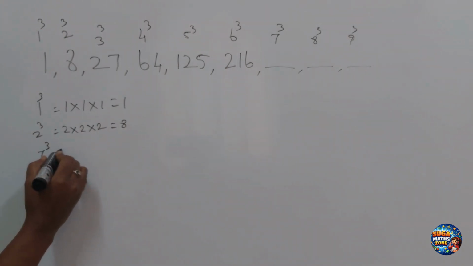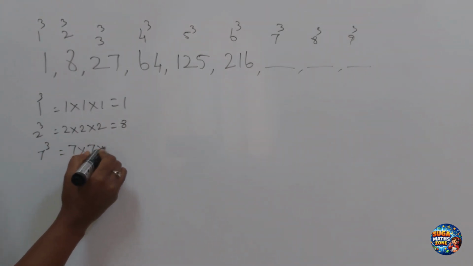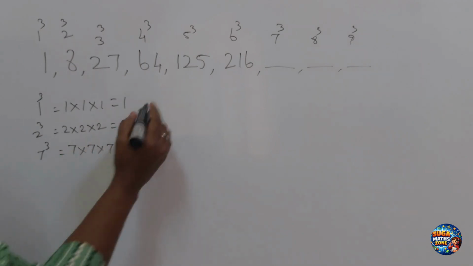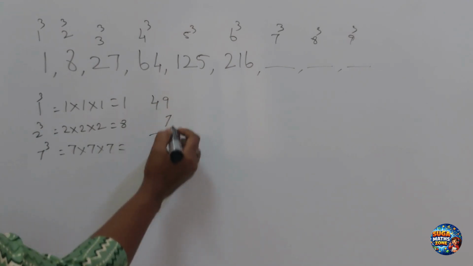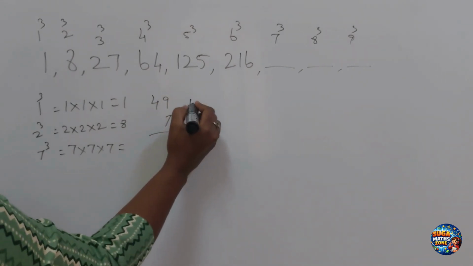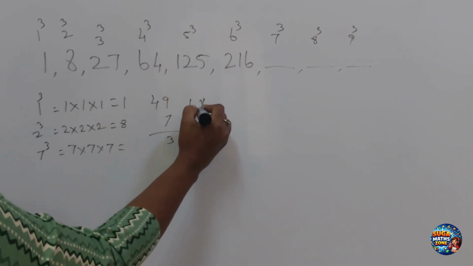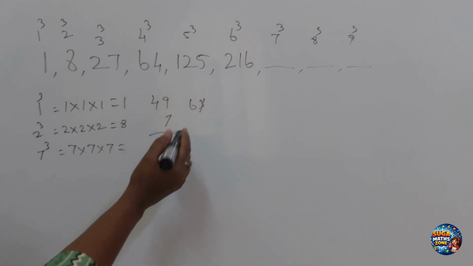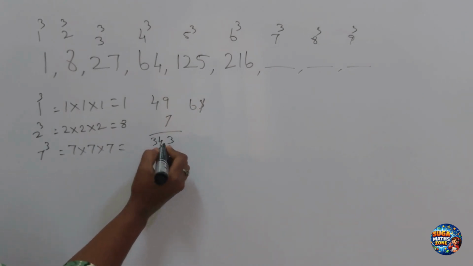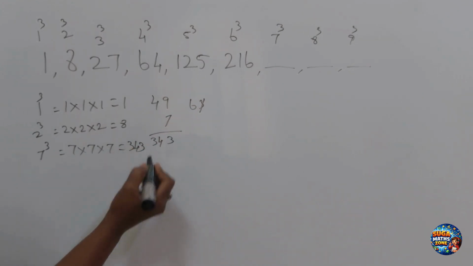So 7 cube is 7 into 7 into 7. 7 7s are 49. 49 into 7. 9 7s are 63. So 3 is here, 6 is remaining. 7 4s are 28. 28 plus 6 is 34. So 7 cube is 343.